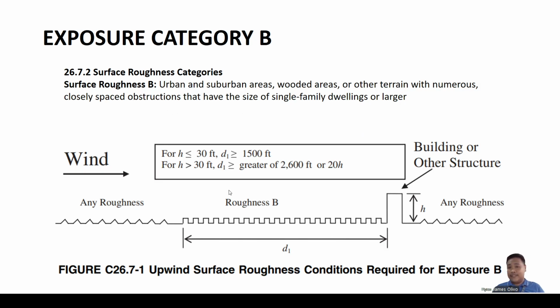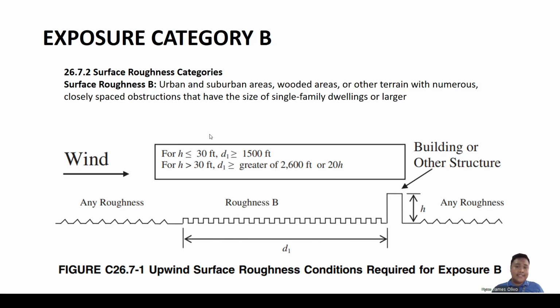So what is this roughness B? Roughness B is just the urban or suburban areas, wooded areas, or other terrain. So it means that this is not open. It is obstructed, and because of that obstruction, wind will be much lesser. So the force on your structure will be much lesser. So category B is the exposure in which the wind does not really give so much loading to your structure.